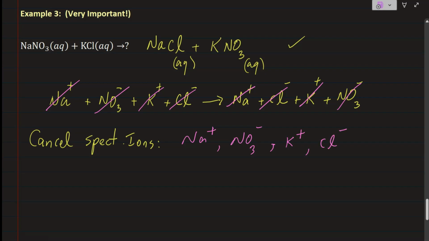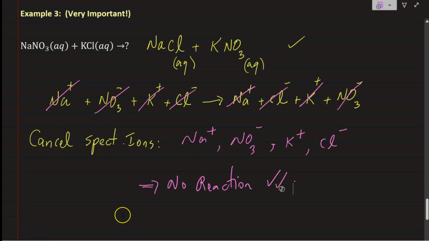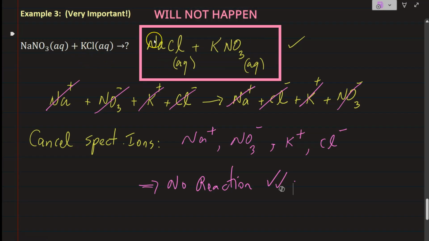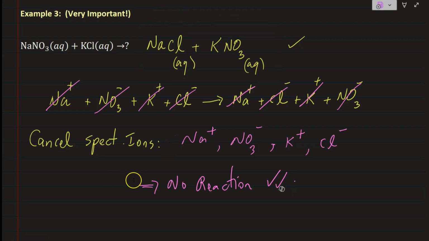So what is left? Well, all the ions are gone. So that means there is no reaction. There is absolutely no reaction that can happen for this sodium nitrate and potassium chloride. All right. So that is the important part of this question that I wanted you to pay attention to. So remember that if nothing forms, no water, no precipitate, nothing forms, there's no reaction. Simple as that. So in this case, all the ions cancel each other out, and there's no reaction here because nothing is being formed.